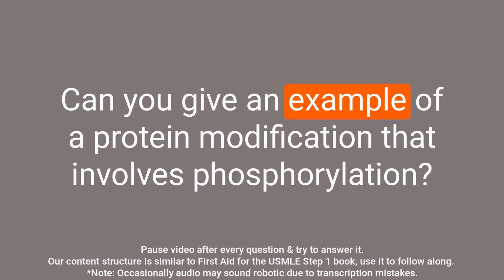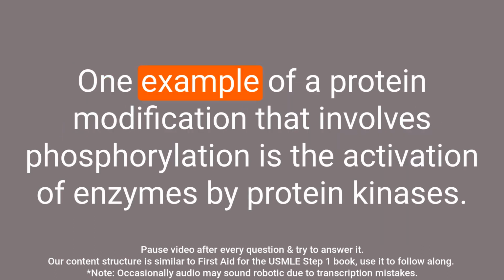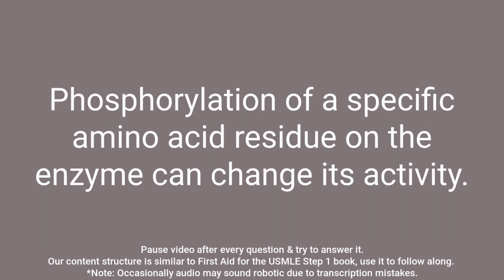Question: can you give an example of a protein modification that involves phosphorylation? Answer: one example of a protein modification that involves phosphorylation is the activation of enzymes by protein kinases. Phosphorylation of a specific amino acid residue on the enzyme can change its activity.